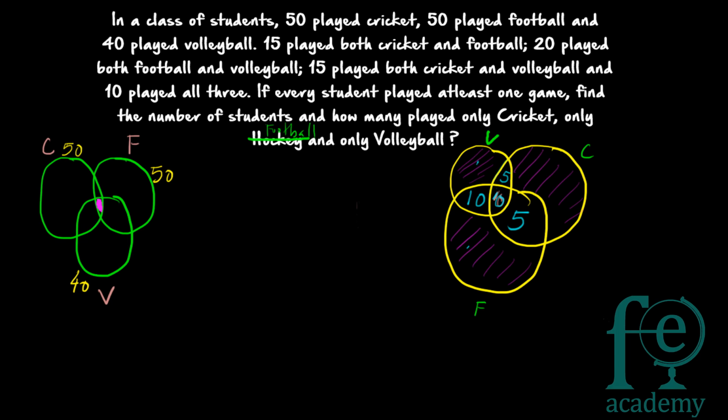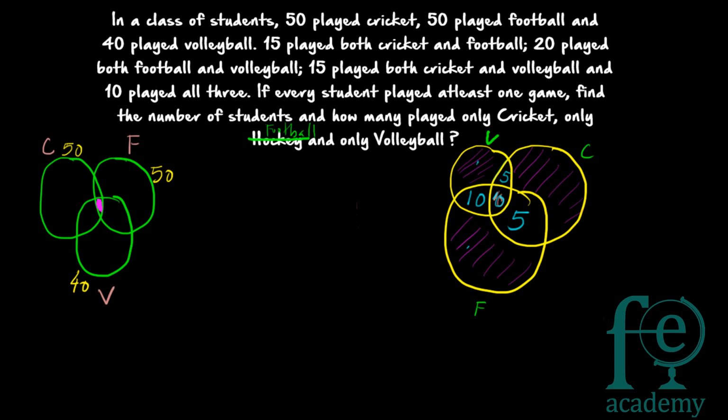Okay, so for that, for three events also we are having a particular formula. In the last video we already saw how to find out A union B or A intersection B by using the formula N of A union B is equal to N of A plus N of B minus N of A intersection B.